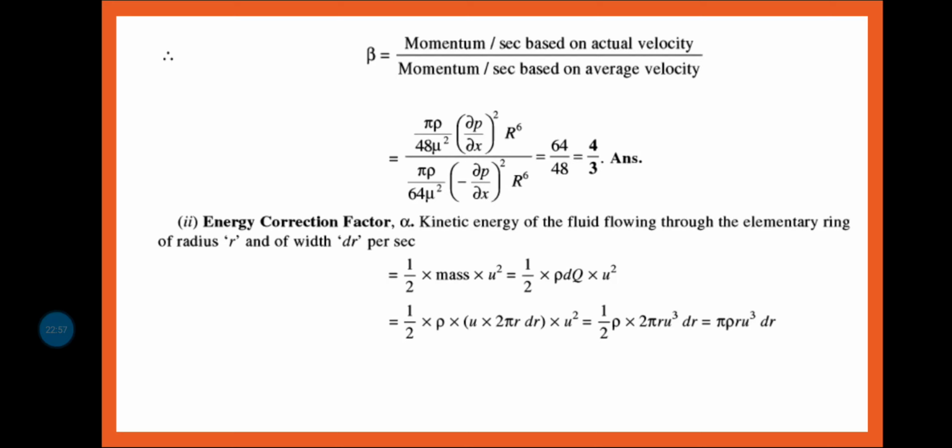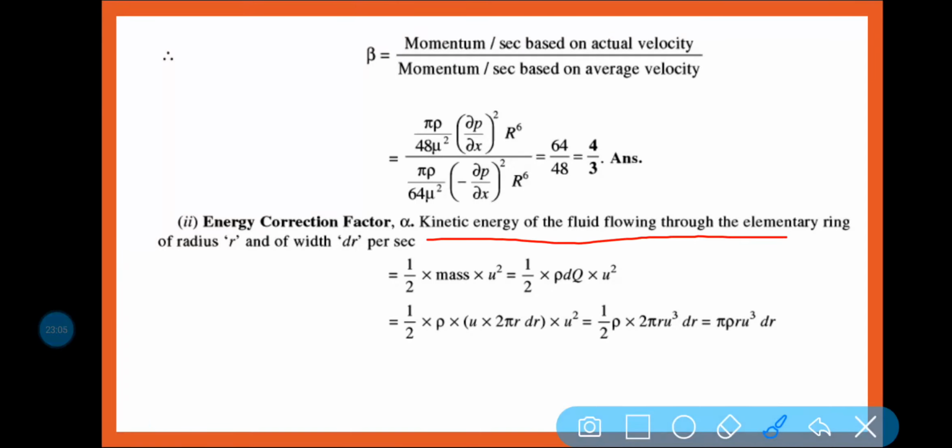Now I have to find out the energy correction factor. So the energy correction factor is alpha, and we consider the kinetic energy of the fluid flowing through the elementary ring of radius r and width dr per second. You know that half m v square is the kinetic energy.